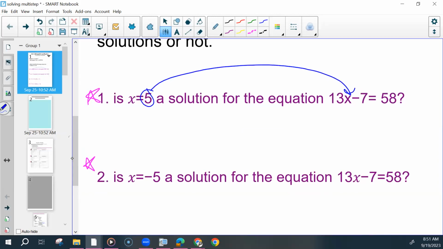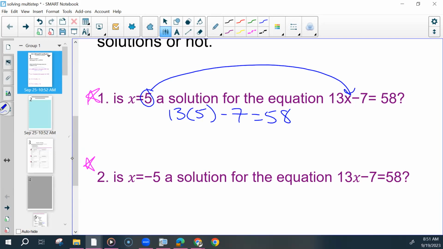We're gonna put 5 in for x. We're gonna use parentheses, so no longer are we using dots, we should use parentheses. And then we're going to simplify this to see if both sides equal each other. If they do, it works. If they don't, then it doesn't.